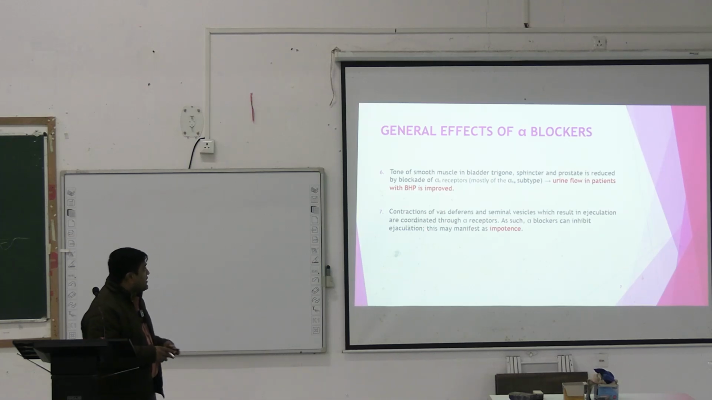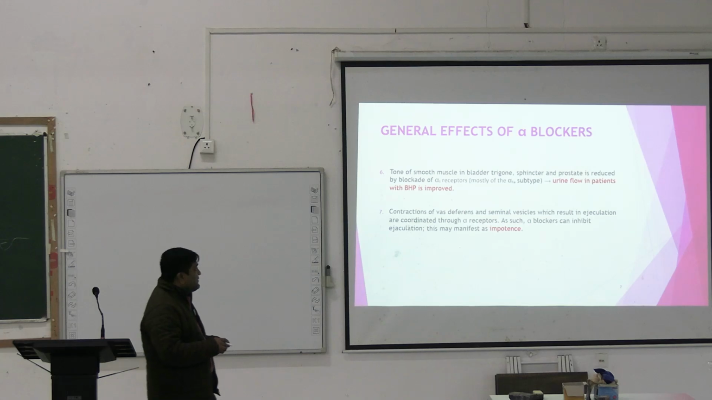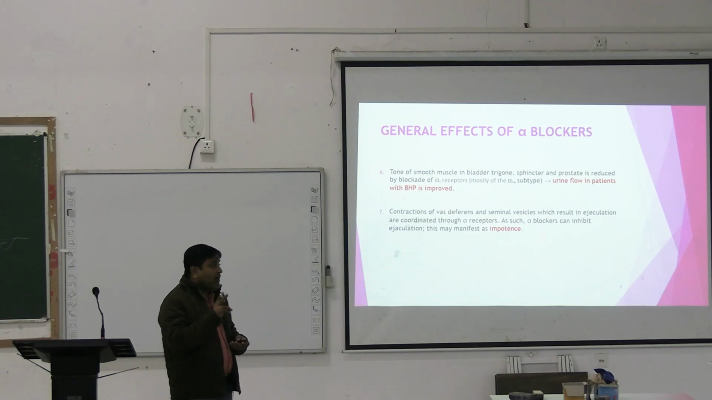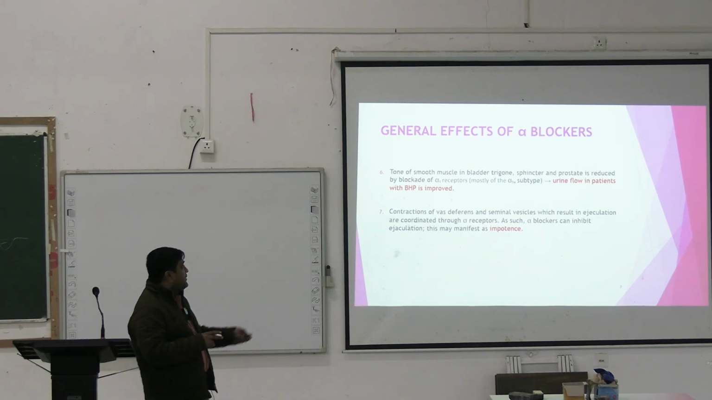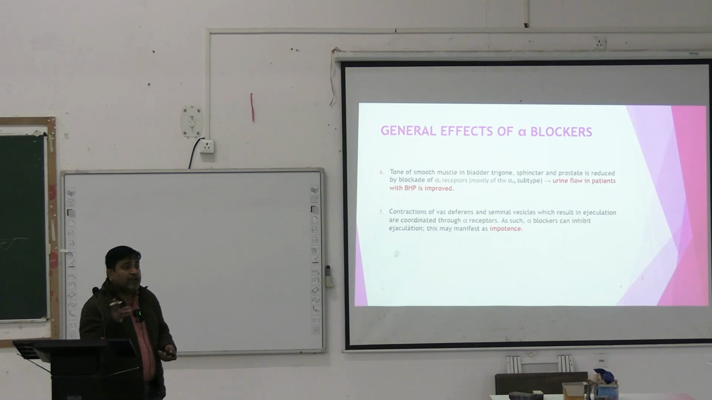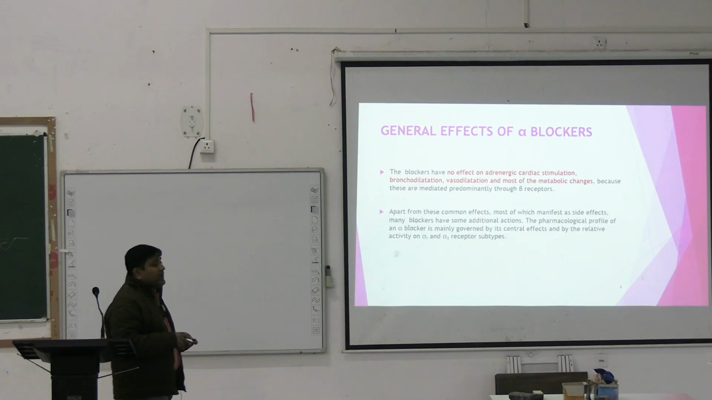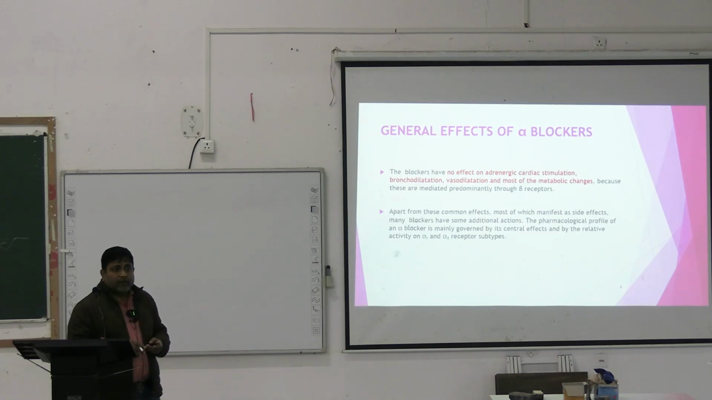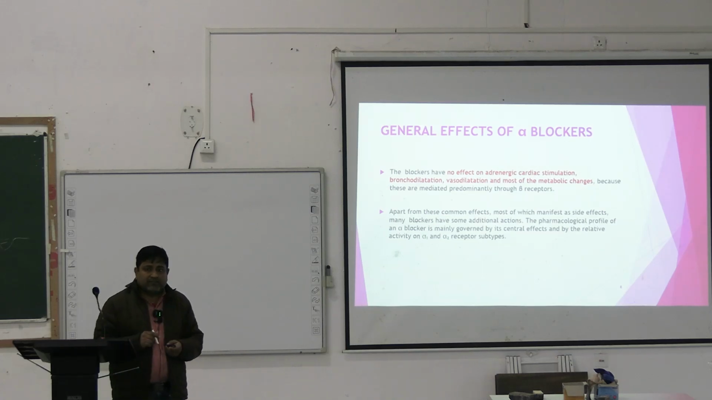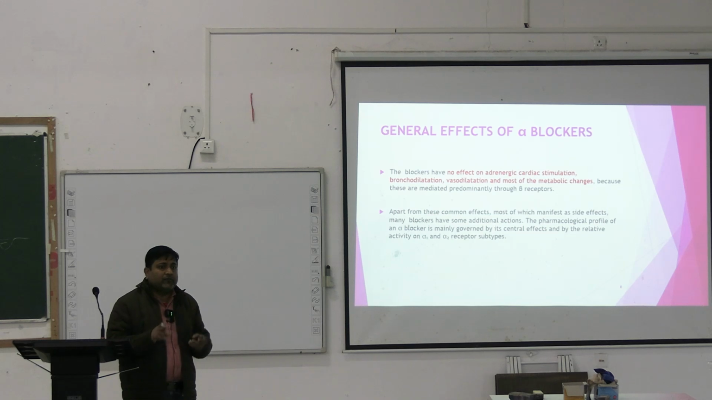Coordinated contraction of vas deferens and seminal vesicles results in ejaculation. Now, what does the drug cause? The alpha blocker inhibits ejaculation by interfering with the contraction of these structures, and that can result in impotence. There is no effect on adrenergic cardiac stimulation. Why? On the heart, only the beta 1 receptor is there mainly, so no action on the beta receptor.